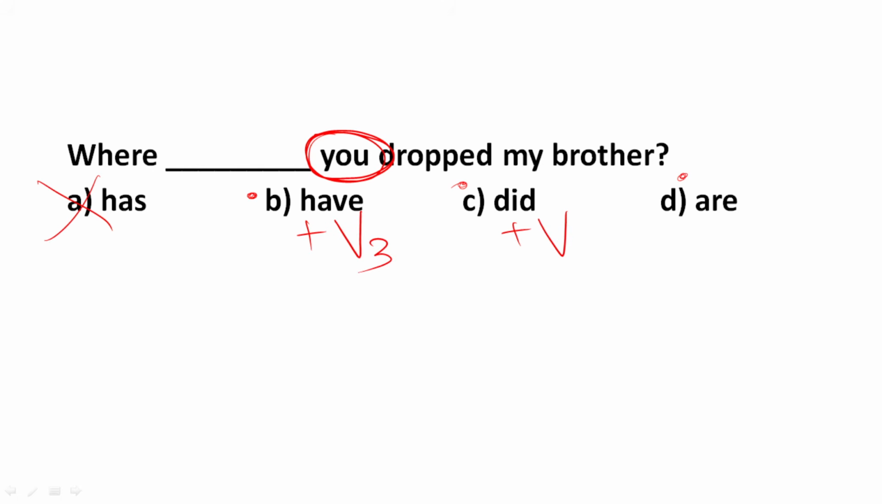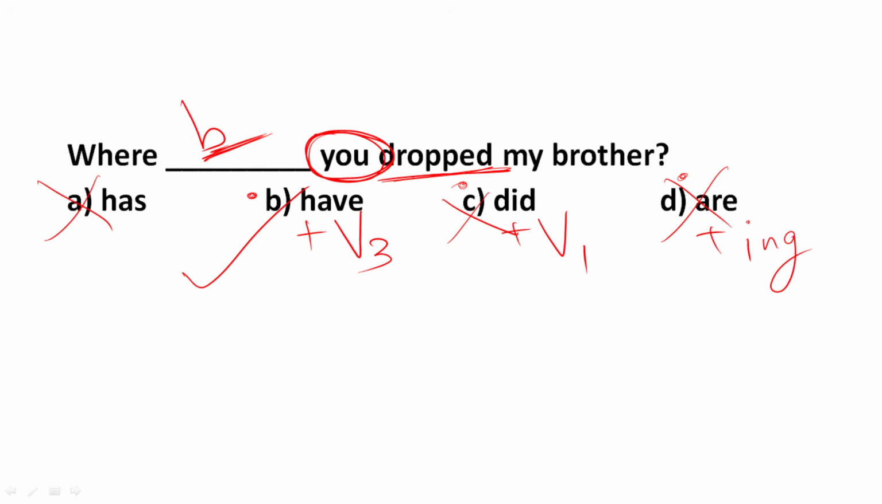V3. Verbal form of did? V1. Verbal form of are? ing. Dropped is not ing anymore. So it is wrong. And dropped is not V1 at all. It is wrong. The option is the second option. So the answer, where have you dropped my brother, is 100% going to be the right answer.